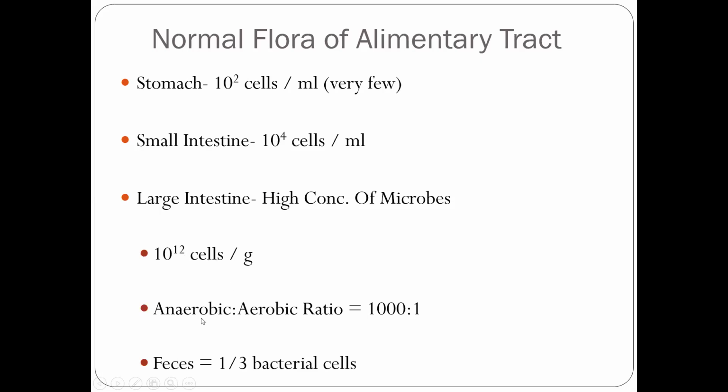And most of them are anaerobic bacteria. So the ratio between anaerobic bacteria and aerobic bacteria is 1,000 to 1. And when you look at a fecal or stool sample, you will see one third of it is bacterial cells. We will mention Clostridium difficile later on. You can see the video tomorrow. So you can see that the normal bacteria in the fecal samples in the intestinal area are very important. If they lose the balance, it will cause a major problem.